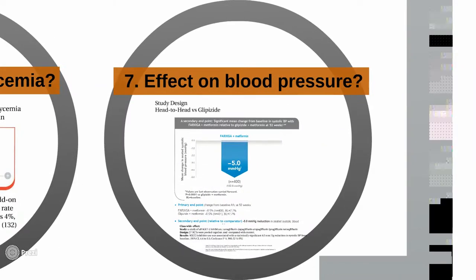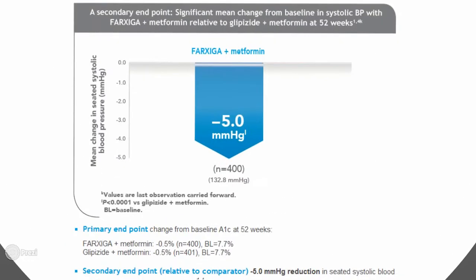So, effect on blood pressure. We know that they lower blood pressure. How much? This was going head-to-head with glipizide again, and we saw almost a 5 millimeters of mercury drop in blood pressure. That's great. I'm not too impressed, again, because this was over 52 weeks, so almost over a year. Still beneficial, and something to highlight.